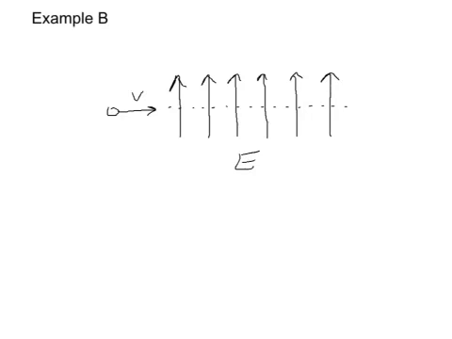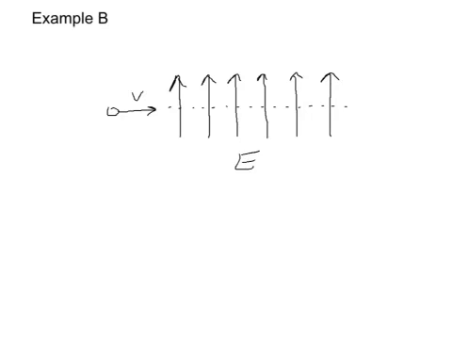So then for example B, we have here an electron traveling at 2.3 times 10 to the 5 meters per second with a direction as shown in this diagram. These lines represent the electric field and the direction in which it points. So this electric field has a strength of 280 newtons per coulomb.